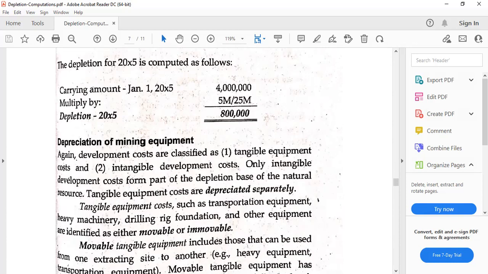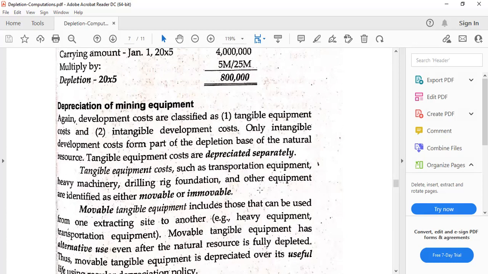For the depreciation of mining equipment, we just have to take note that we go back to the mining equipment discussions. But prior to that as well, we have to take note of development costs, which are the costs to develop the certain acquired property for mining operations. And to develop, we might be using tangible development costs, which are the equipment. Tangible, basically, we can perceive by our senses. We can say they have physical substance, but intangible development costs, on the other hand, would be the opposite, no physical substance.